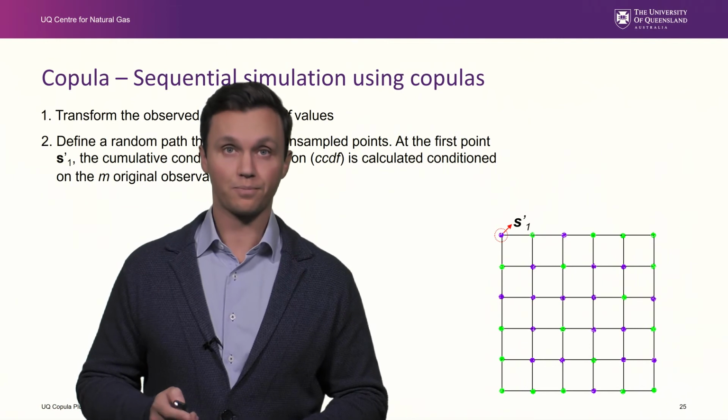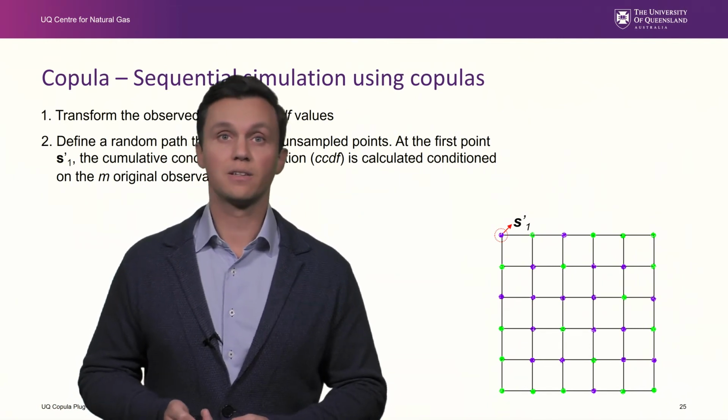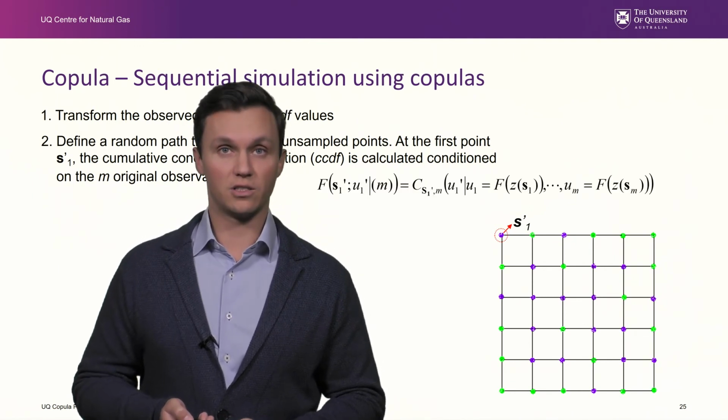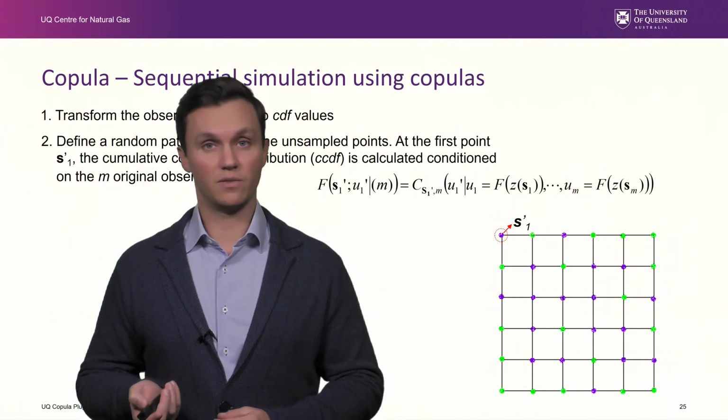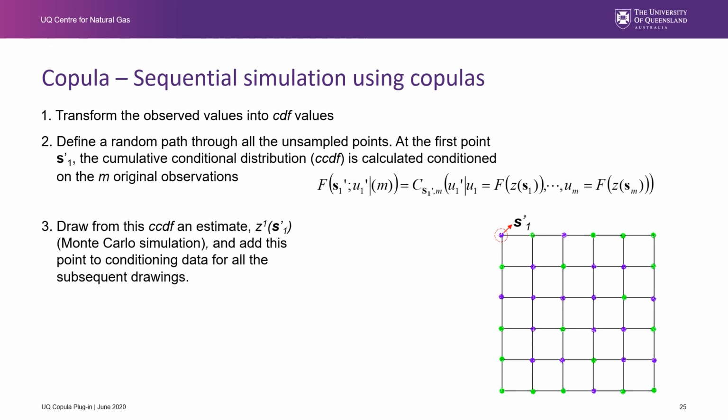the grid. In order to simulate a value for this location, we need to calculate the cumulative conditional distribution function conditioned on the observations. So once we calculate this function, in this case we can only condition it on our actual observations, the green points. We draw a value from this CCDF to get a realization at the unsampled location.